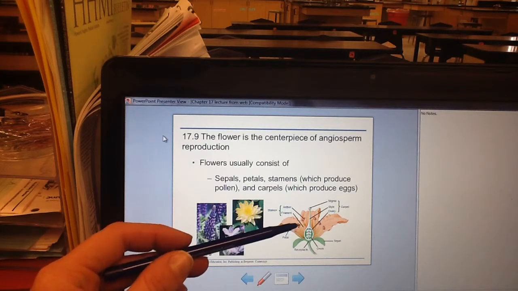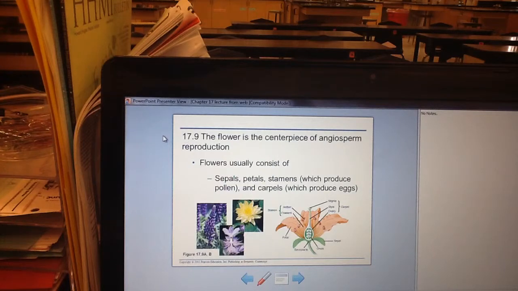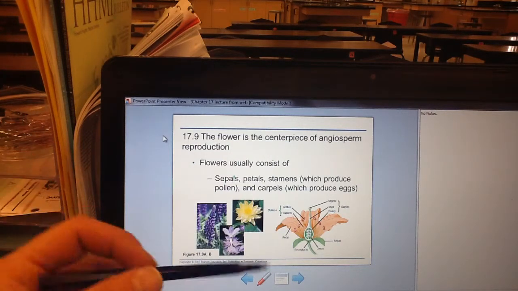This is the filament. This is the anther. This is part of a stamen. And the stamen is where you find the semen. So it's the male reproductive structures.